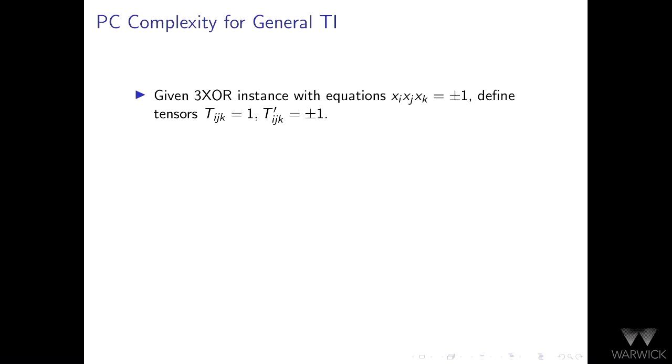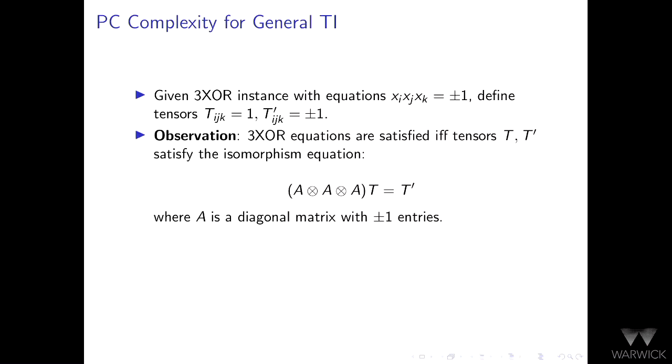And so to describe our reduction from XOR, given equations x_i x_j x_k equals plus or minus 1, we define tensors by setting T in position ijk to be equal to 1, and T' in that same position to be equal to plus or minus 1, depending on the original equation. And we observe that the XOR equations are satisfied if and only if T and T' satisfy the following equation, where A is a diagonal matrix with plus or minus 1 entries.